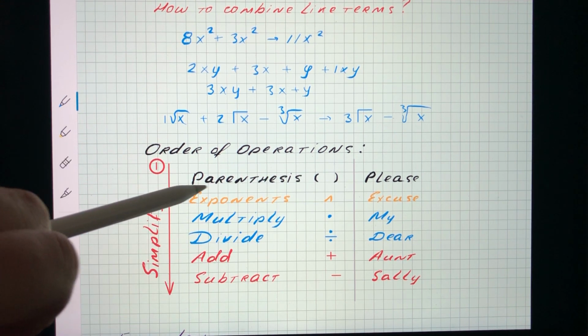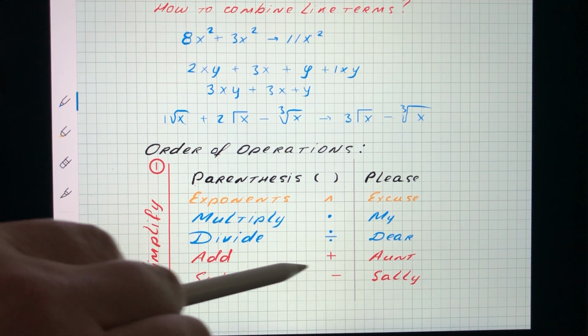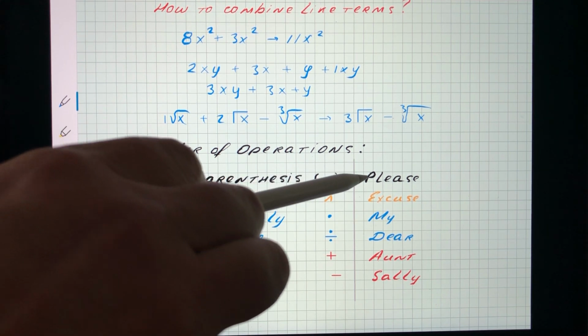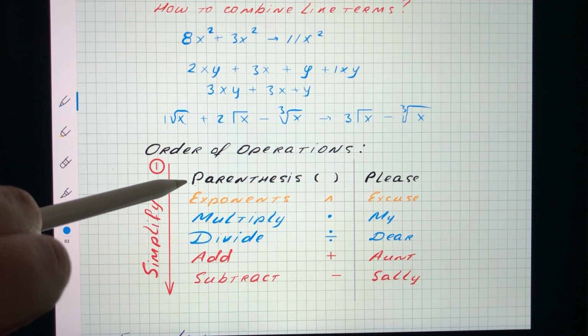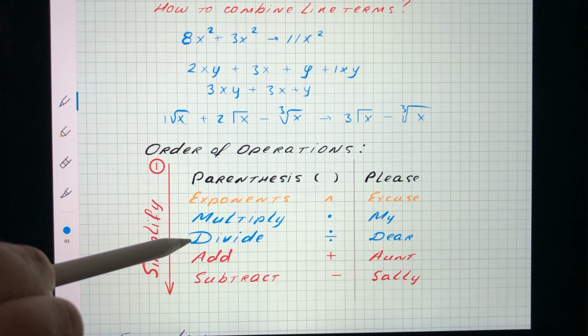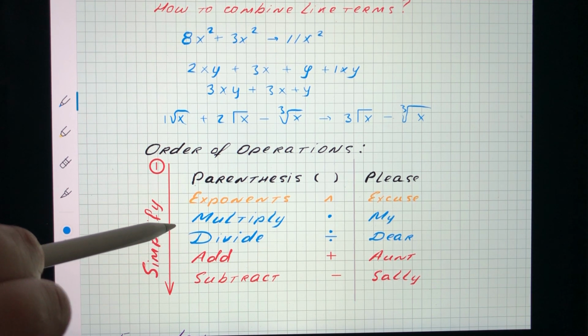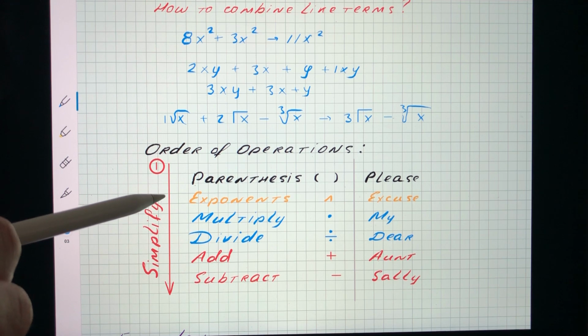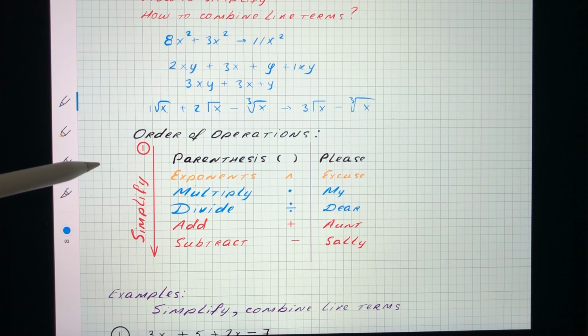P stands for parentheses, E for exponents, M multiplication, and so on. So remembering the phrase, "Please excuse my dear Aunt Sally," we can recall the operations: parentheses, exponents, multiplication, division, addition, subtraction. So let's look at a few examples and how to do this order of operations to simplify any expression. So below are some examples.